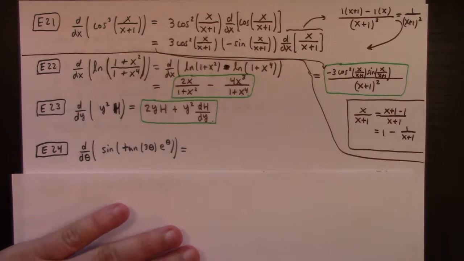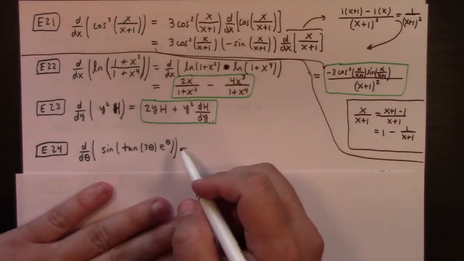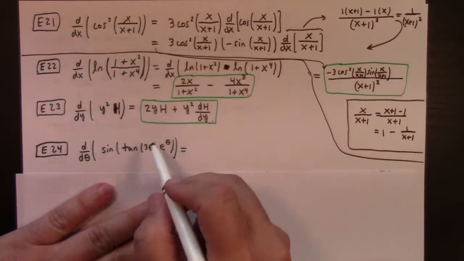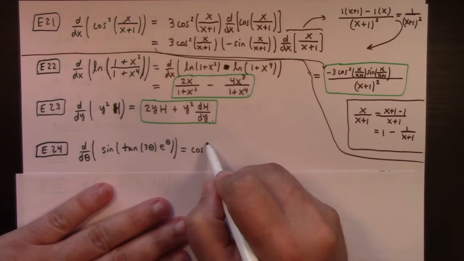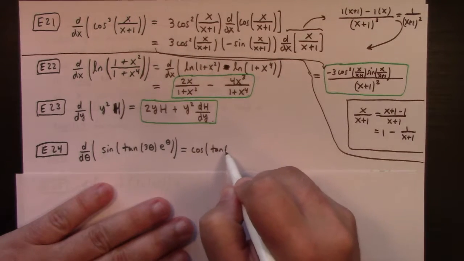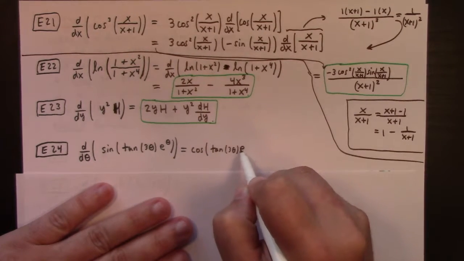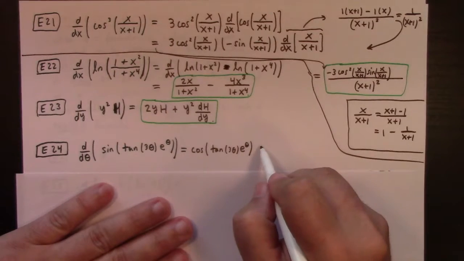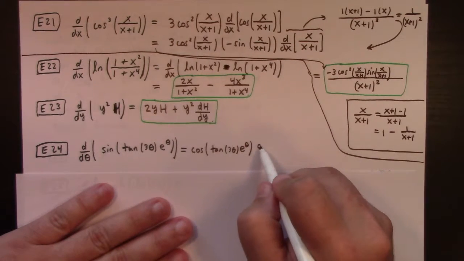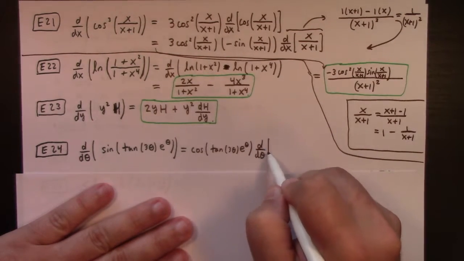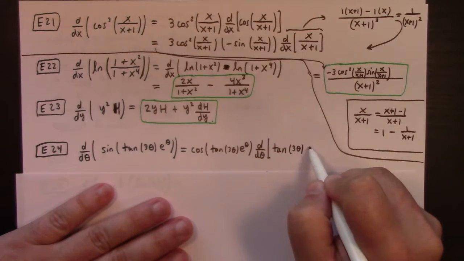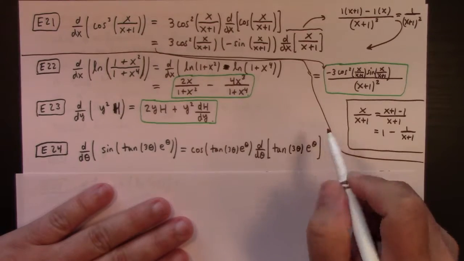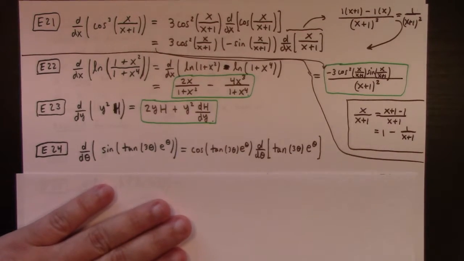Next example. The derivative with respect to theta of sine of tangent of 3 theta times e to the theta. All right, so the outside function is sine. So what we've got is a cosine of the tangent of 3 theta times e to the theta. And then I have to multiply by the derivative with respect to theta of the tangent of 3 theta times e to the theta, like so.